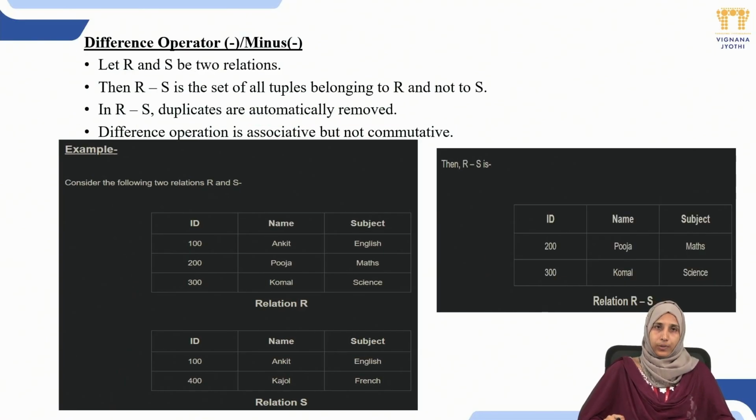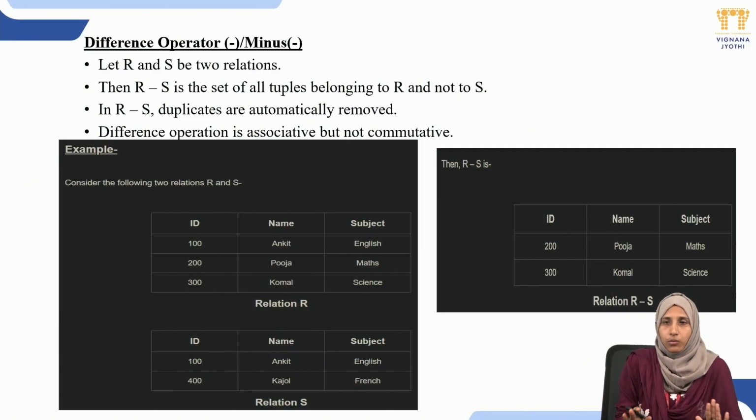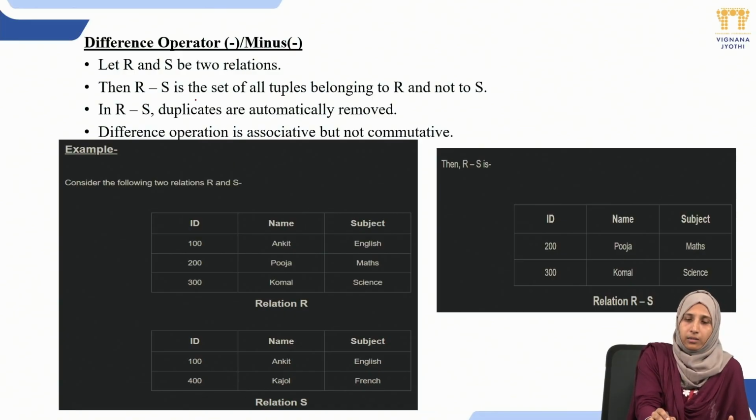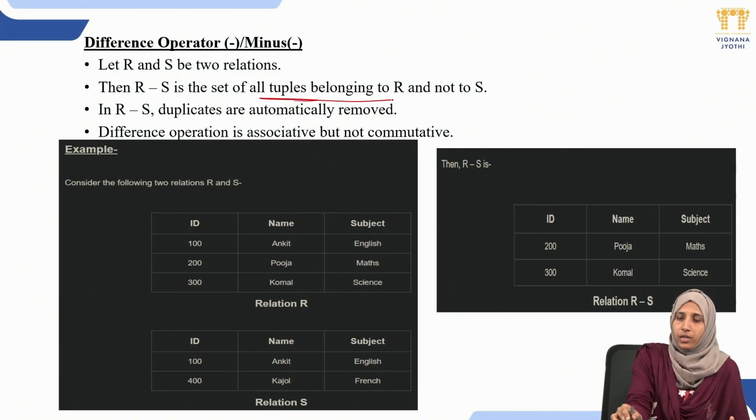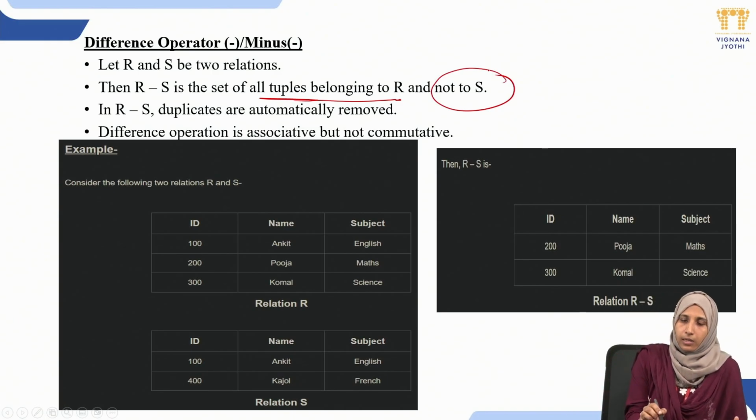Third one, that is the minus operator. How does the minus operator work? Again, it has to be union compatible, that all things we know. What do you mean by union compatible? How it works is, whenever you write R minus S, it is the set of all tuples belonging to R but not to S. Then the output: 100, 200 and 300 are there in R.